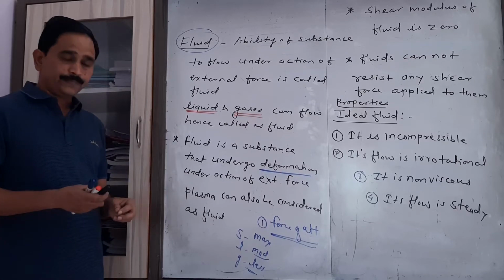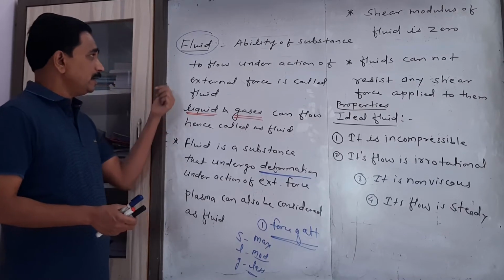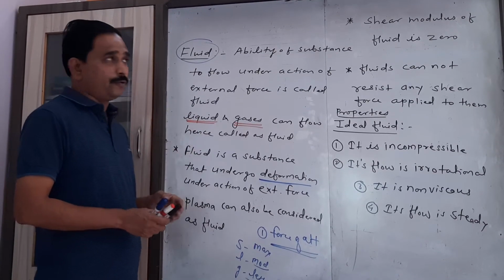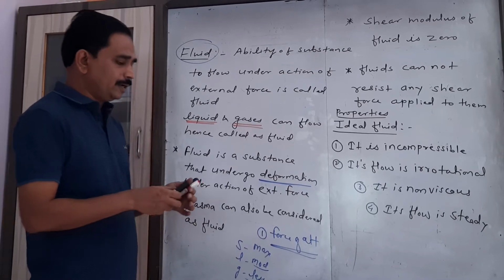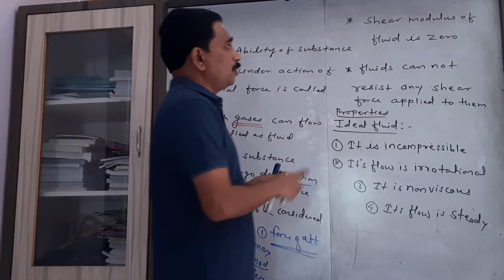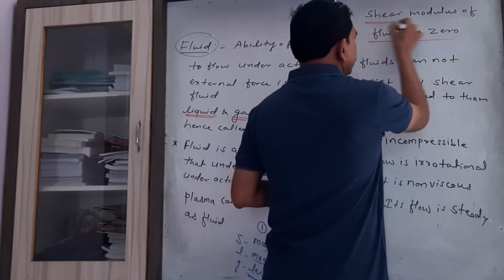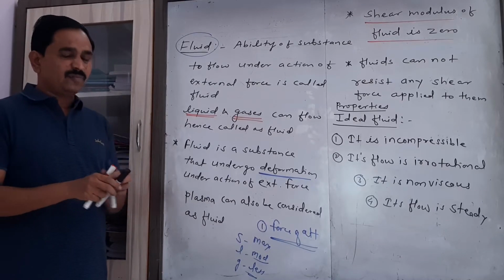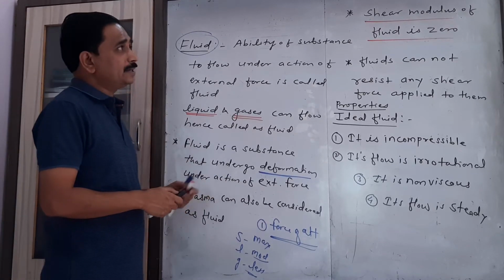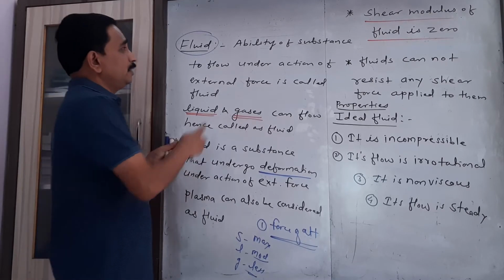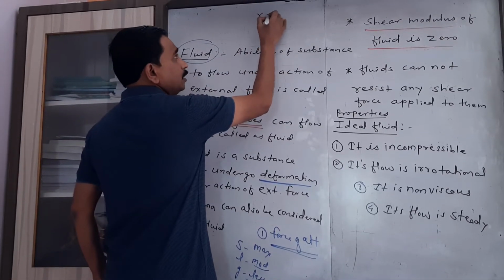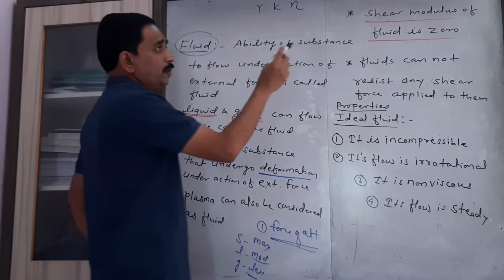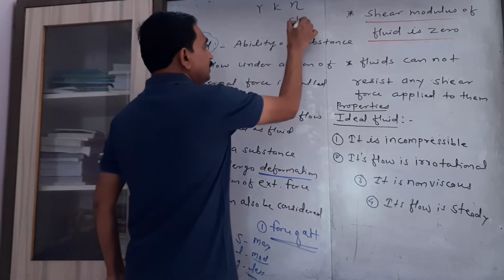Now in order to study the fluid in detail, we have to consider certain points about fluids. Let us consider one point: the shear modulus of a fluid is 0. This is important, related to the MCQ. What is shear modulus? In 11th class you already studied three constants: Young's modulus, bulk modulus, and modulus of rigidity. Here, shear modulus is related to the change in shape.